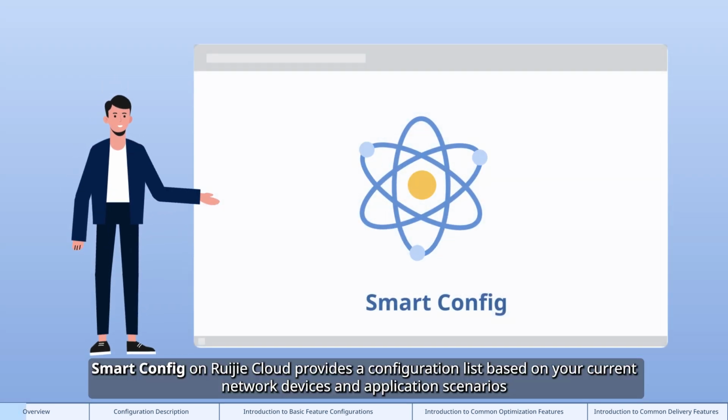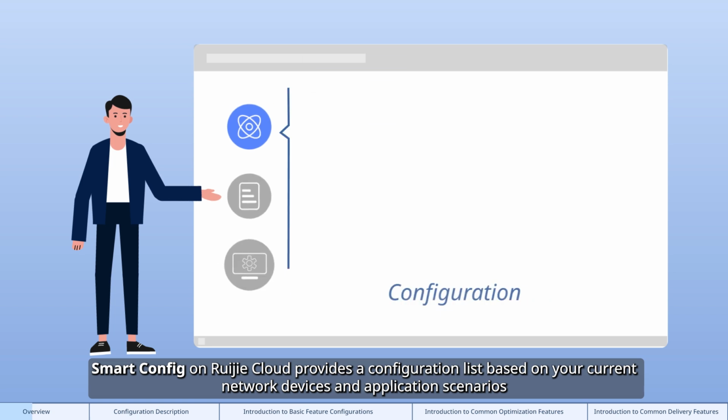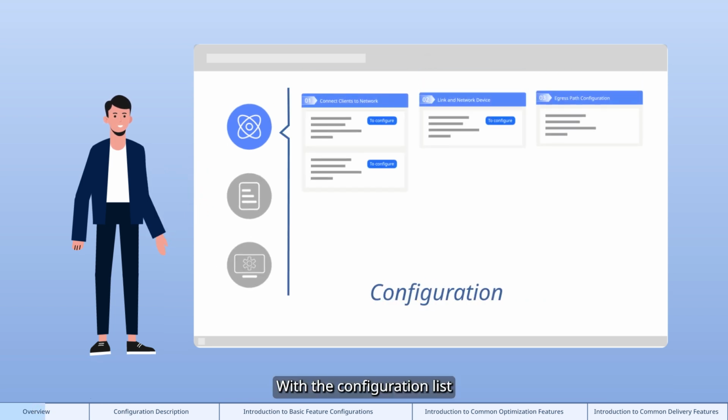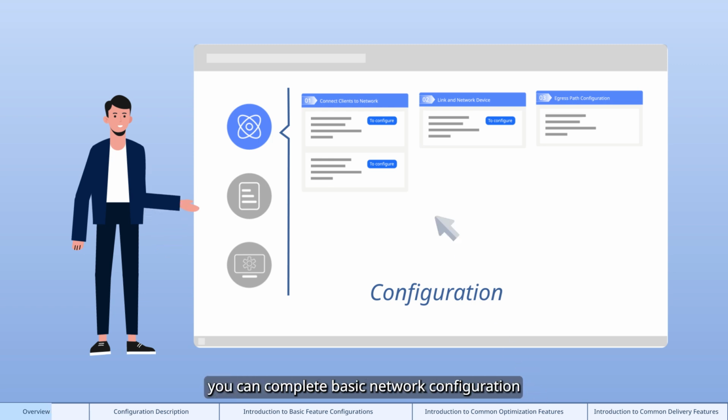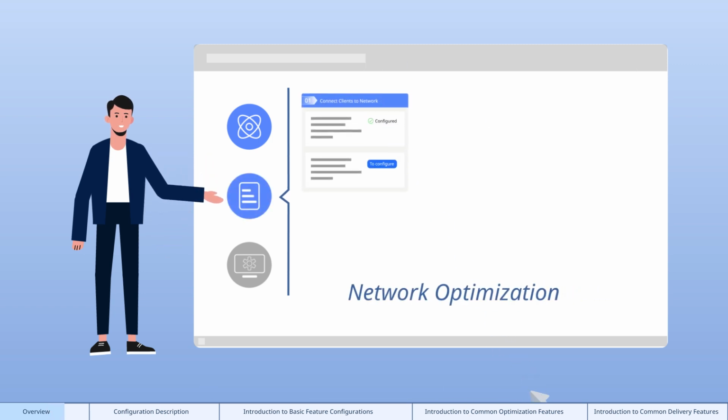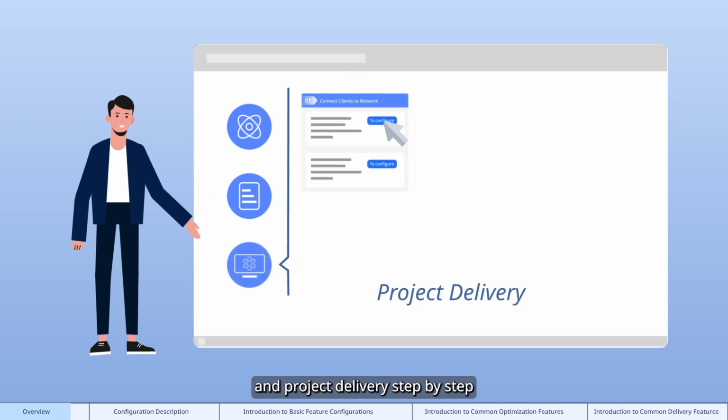Smart Config on Ruijie Cloud provides a configuration list based on your current network devices and application scenarios. With the configuration list, you can complete basic network configuration, network optimization, and project delivery step by step.